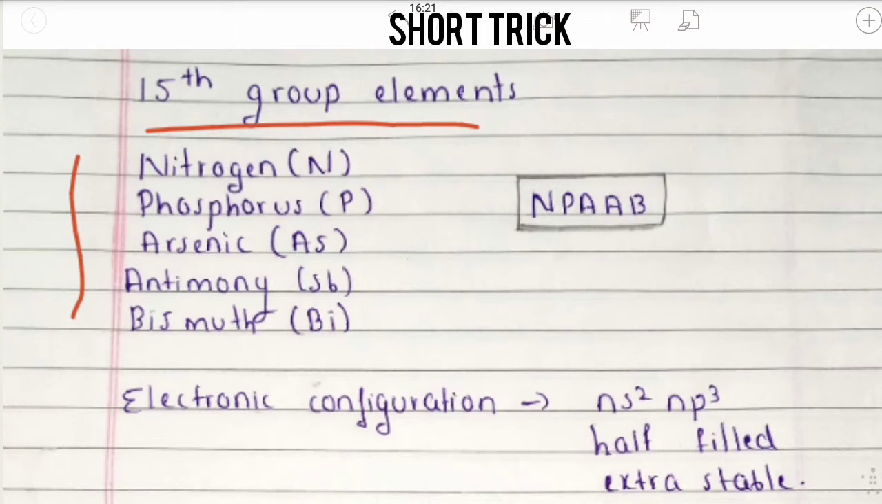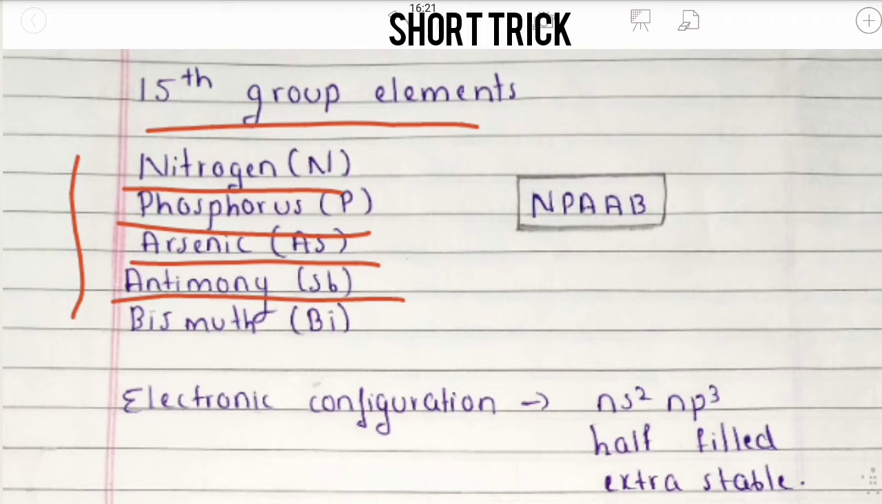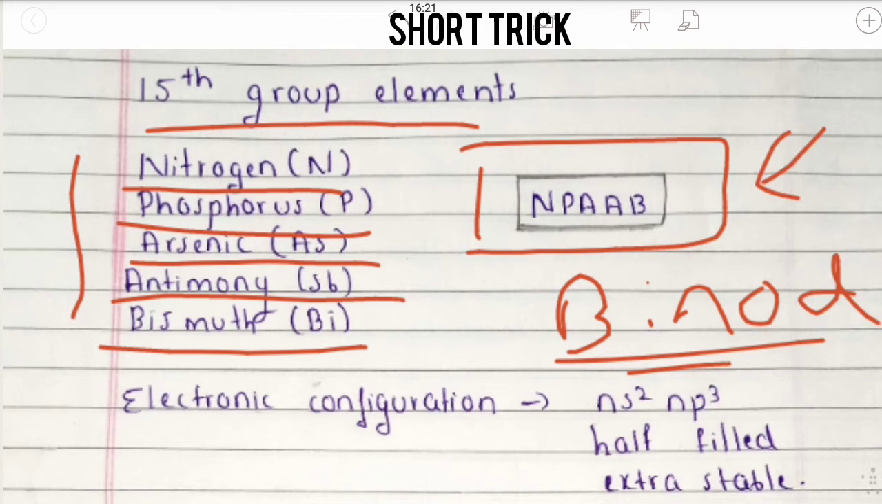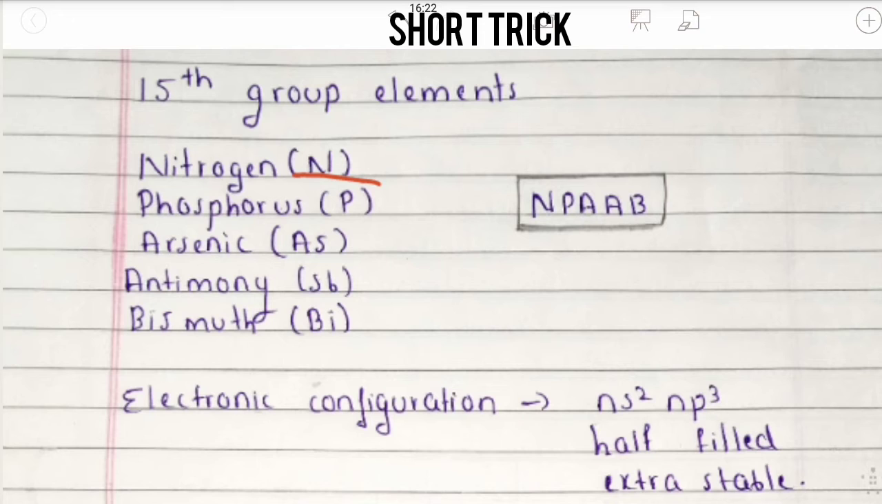The group 15 elements are nitrogen, phosphorus, arsenic, antimony and bismuth. You can remember these 5 elements easily by NAPAP. Here N stands for nitrogen, P for phosphorus, A for arsenic, A also for antimony, and B for bismuth. The symbols are different: nitrogen N, phosphorus P, arsenic As, antimony Sb, bismuth Bi.